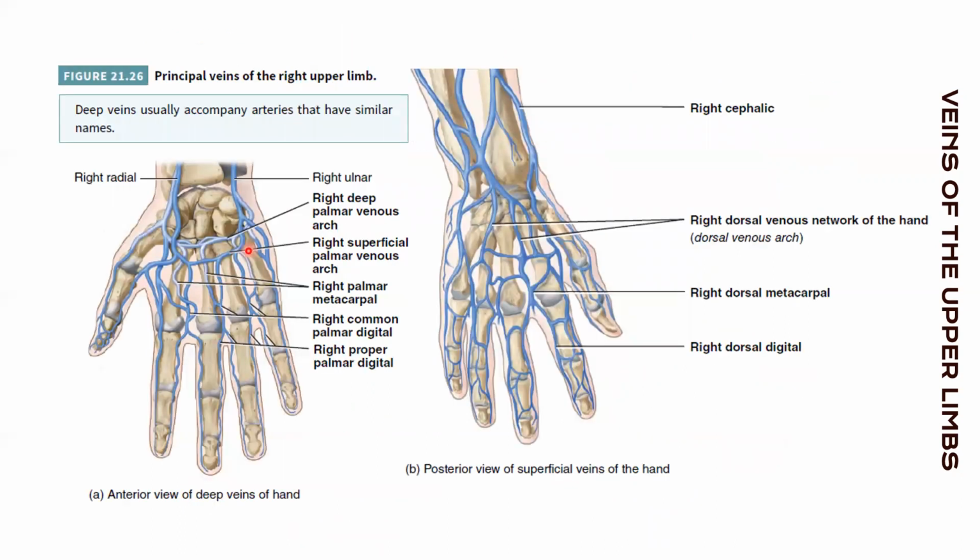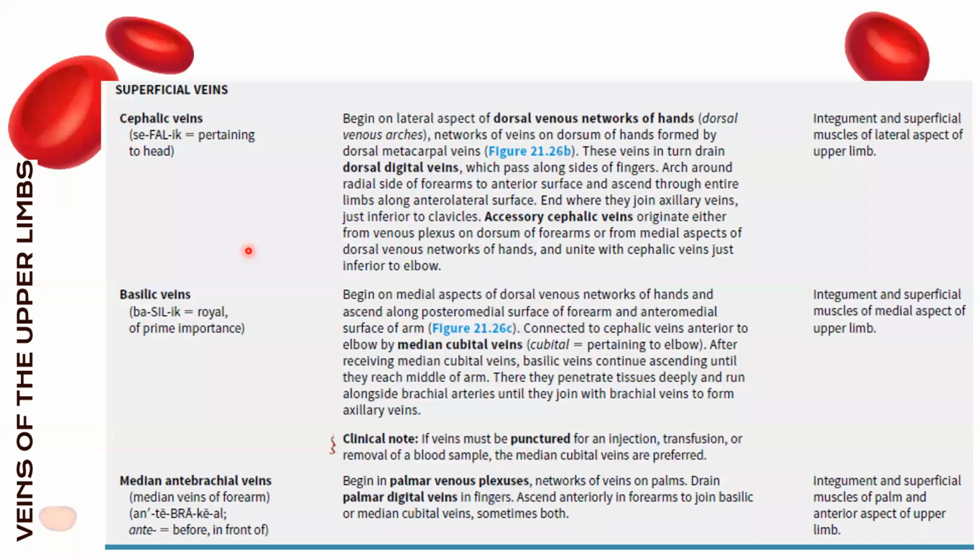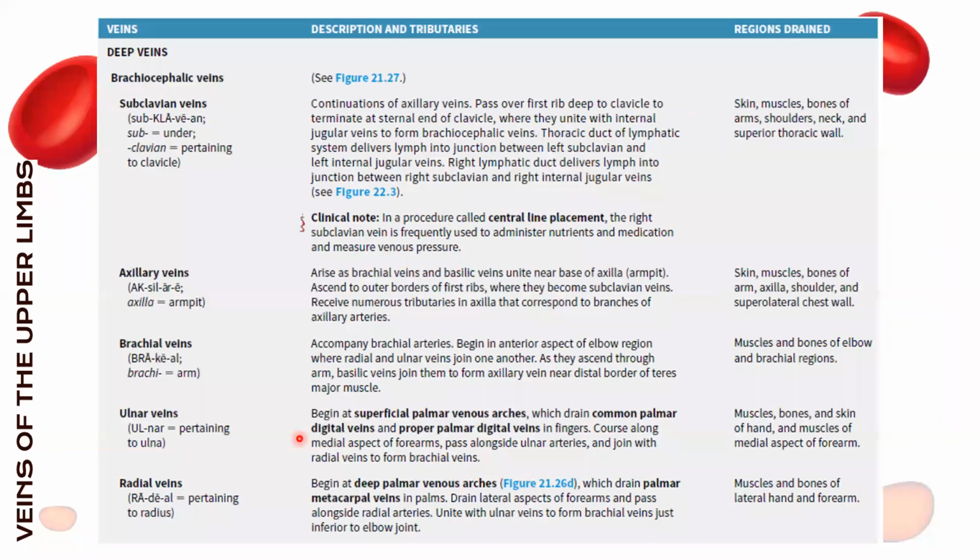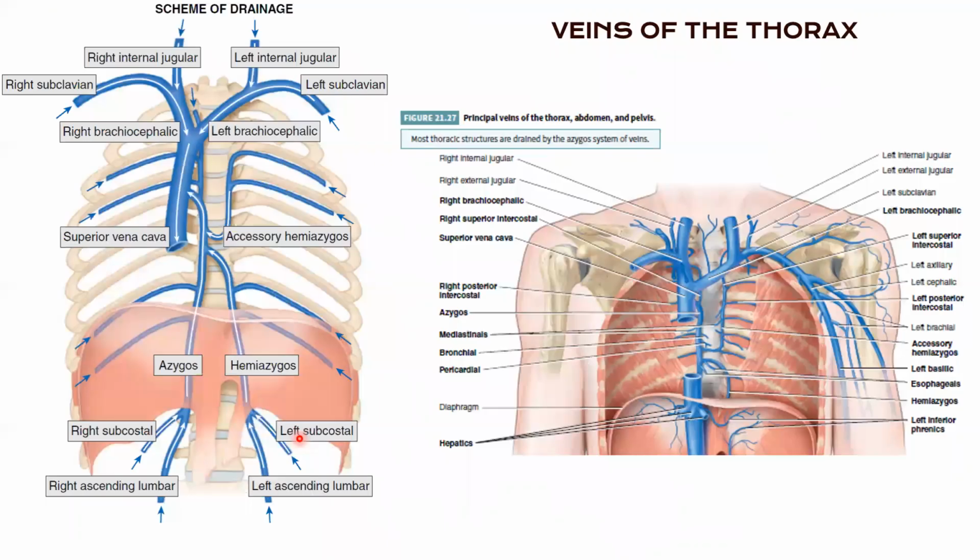Veins that drain the hand: cephalic, basilic, and the median antebrachial veins, and eventually draining back to the superior vena cava.